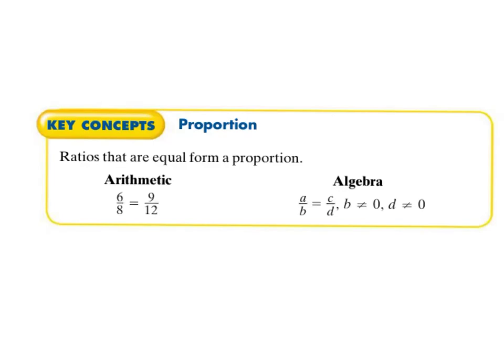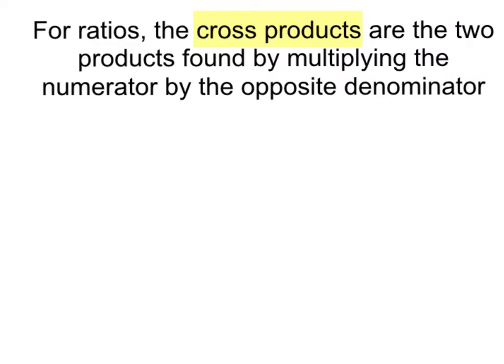A key concept to remember about proportions is that ratios that are equal form a proportion. So to have a proportion, you have to have two ratios. So for arithmetic, the ratio of 6 to 8 forms a proportion with 9 to 12. Or with algebra, A to C forms a proportion with C to B as long as neither C nor B equals 0. For ratios, the cross products are the two products found by multiplying the numerator by the opposite denominator.